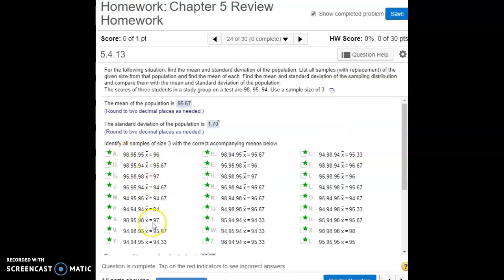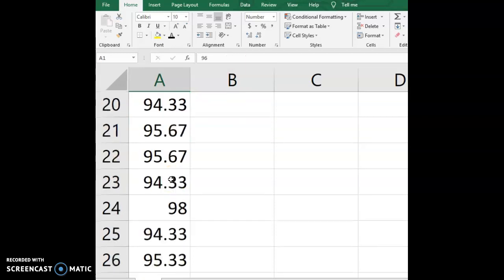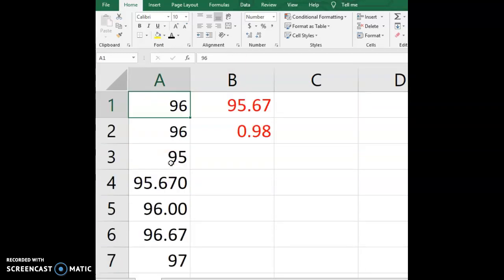And for each of the different samples, we want to find the mean of that sample. And so all these different means is what we're looking at when we talk about the sampling distribution of the sample means. These are all the possible sample means. We want to see how they are distributed. And so I've actually listed the 27 different means from our 27 different samples over here in Excel.